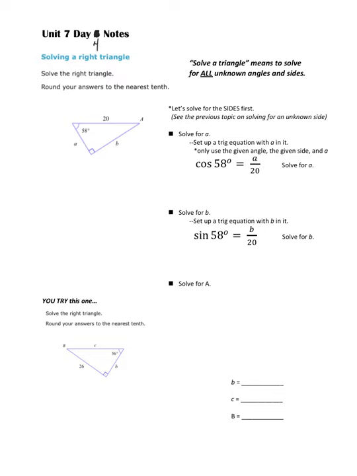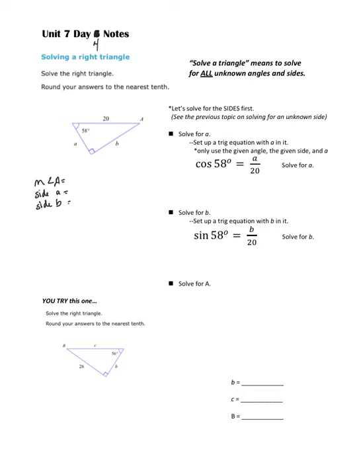When we say solve a right triangle, we want all the unknown sides. We don't know the measure of angle A. We don't know the length of side A or side B. I'm writing those down so I can keep track of what I'm actually trying to find.